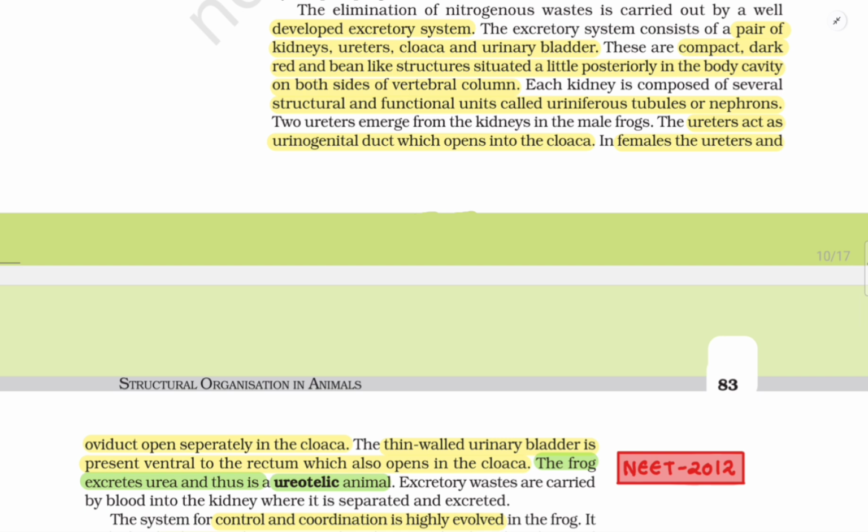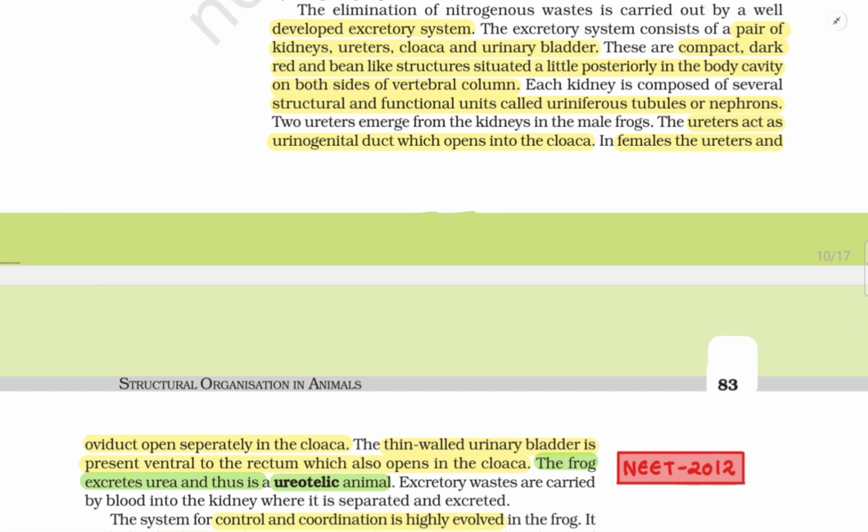These are compact, dark red, bean-like structures situated a little posteriorly in the body cavity on both sides of the vertebral column. Each kidney is composed of several structural and functional units called uriniferous tubules or nephrons. Two ureters emerge from the kidneys in male frogs. The ureters act as a urinogenital duct which opens into the cloaca.